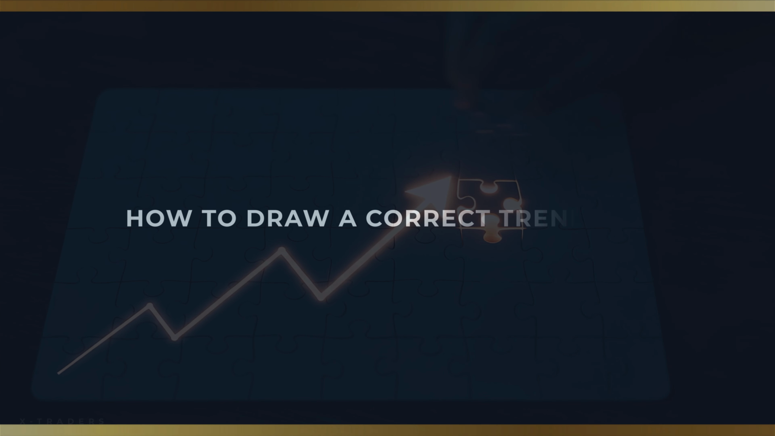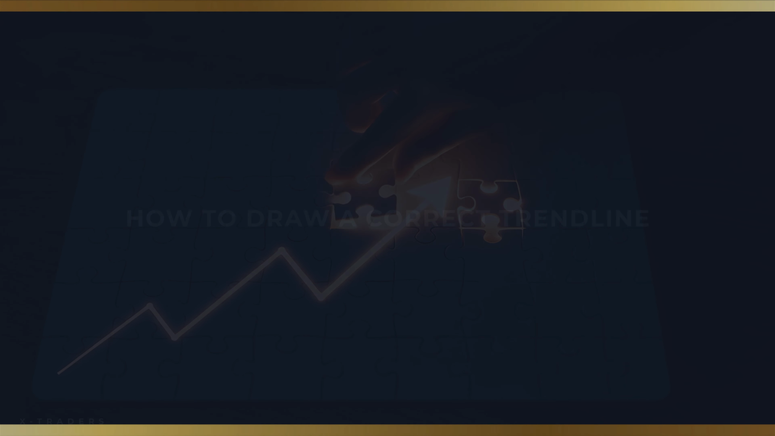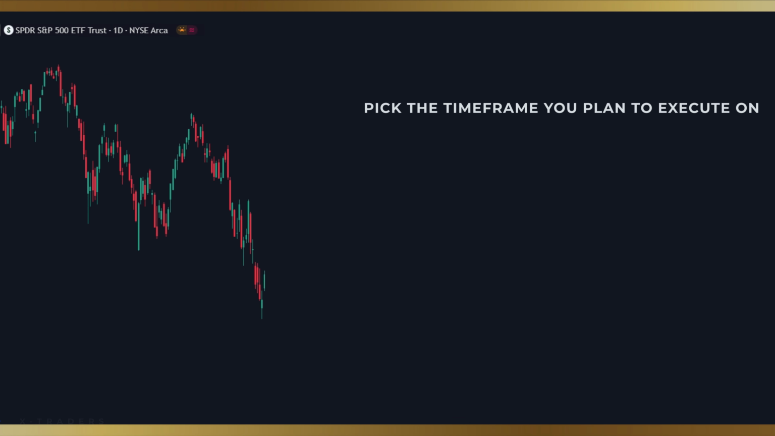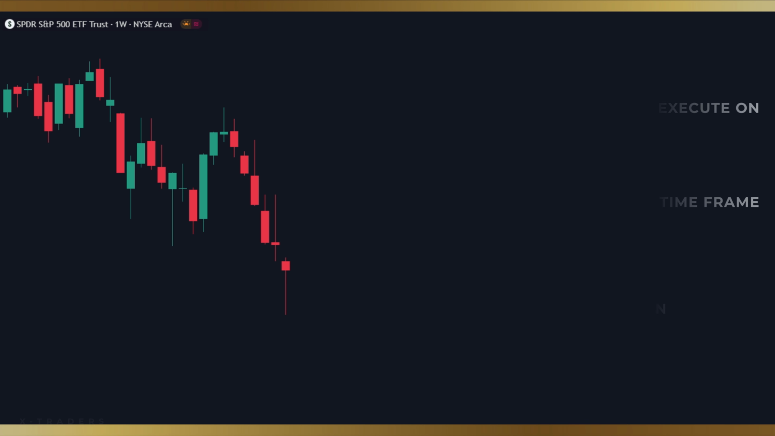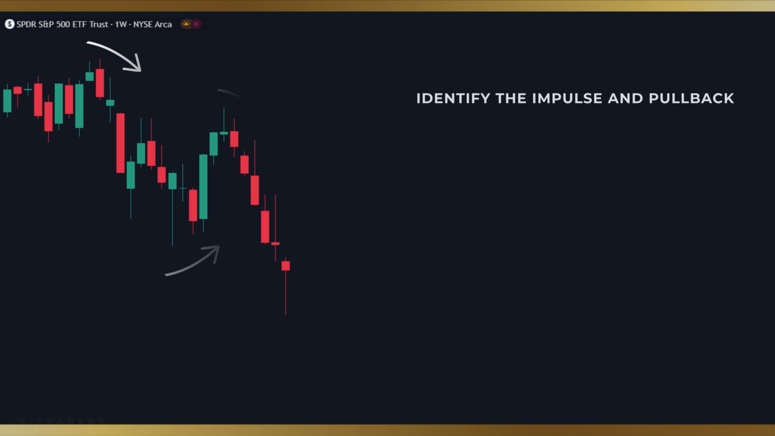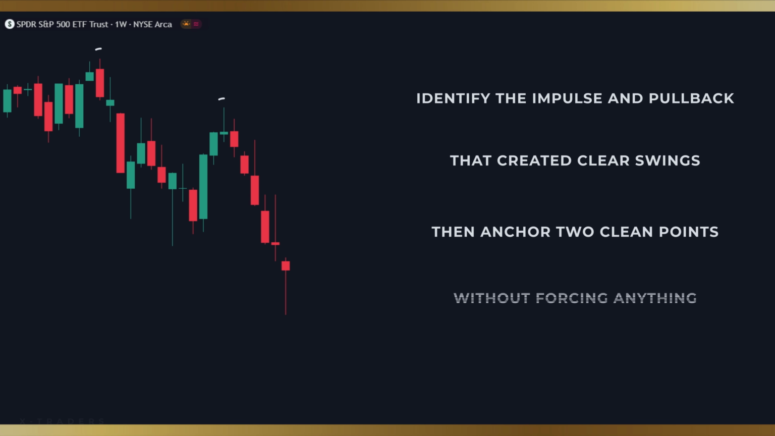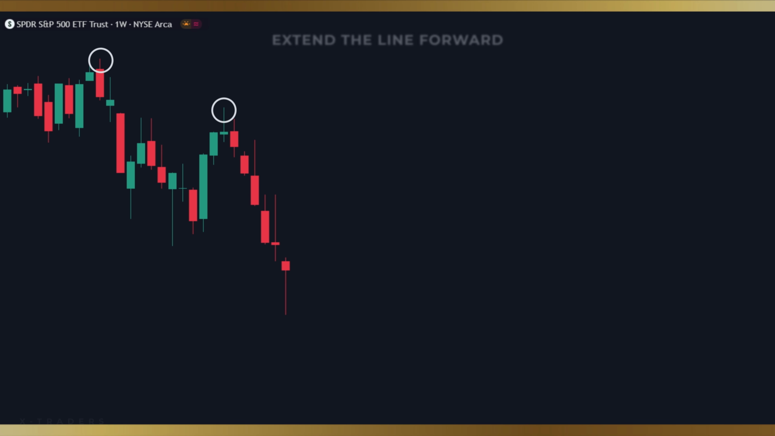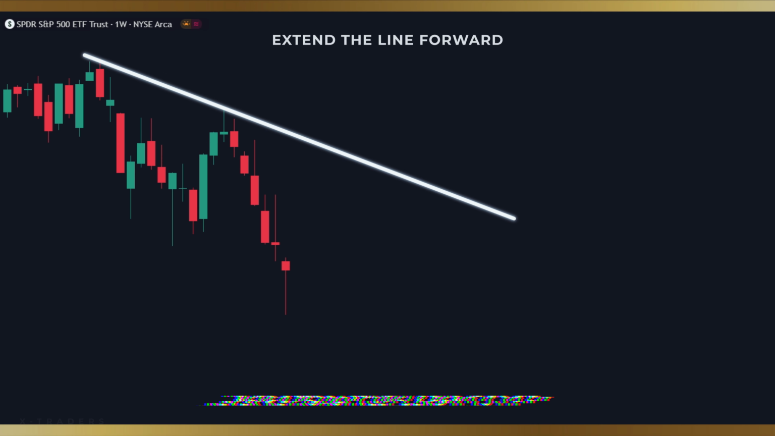How to draw a correct trend line. Pick the time frame you plan to execute on and confirm on the next higher time frame to avoid tunnel vision. Identify the impulse and pullback that created clear swings. Then anchor two clean points without forcing anything. Extend the line forward. Never retroactively bend it to fit.